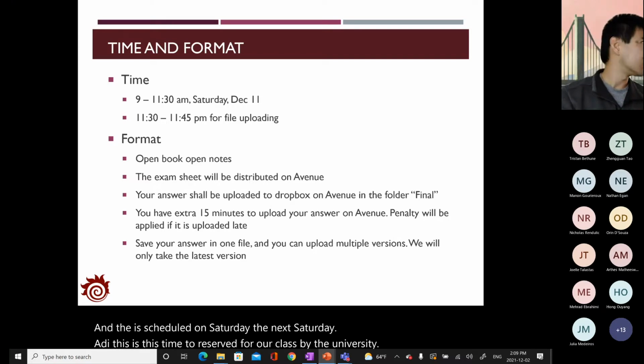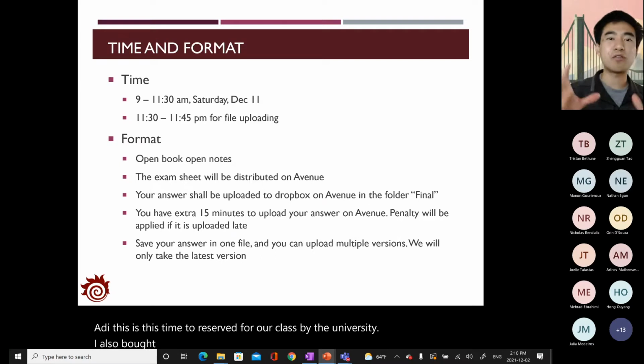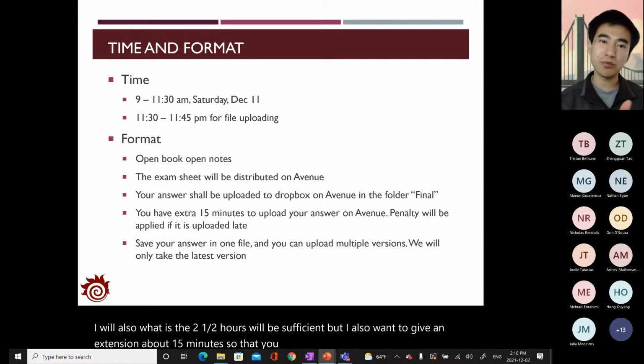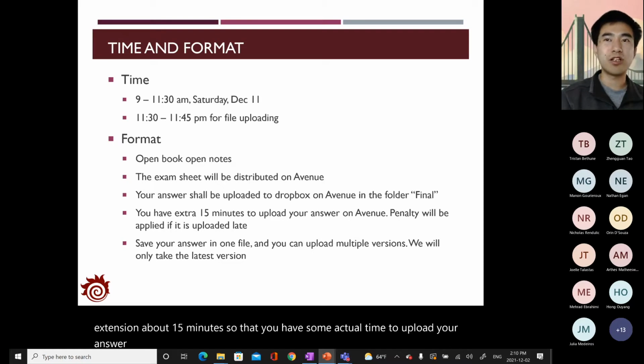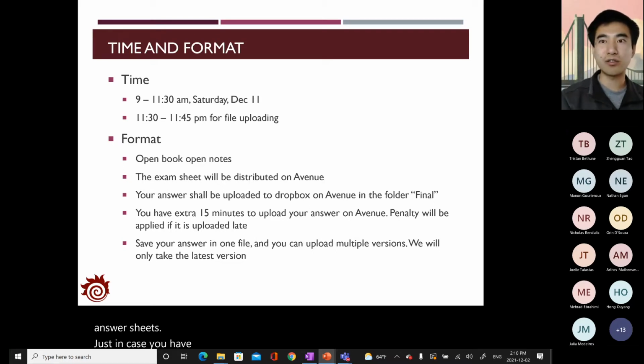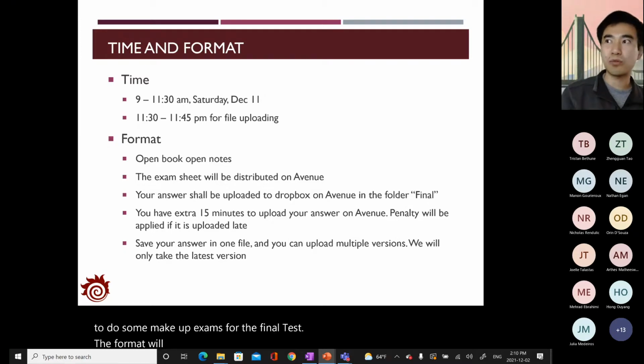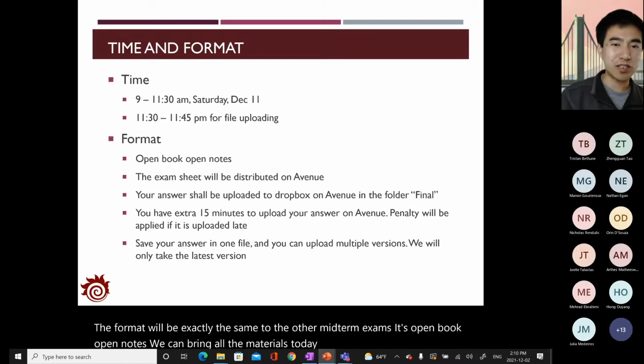I think 2.5 hours will be sufficient, but I will also want to give you an extension of about 15 minutes so that you have some extra time to upload your answer sheet. Just in case you have any issues, because it will be hard for us to do makeup exams for the final test. The format will be exactly the same as the other midterm exams. It's open book, open notes. You can bring all the materials to the exam.